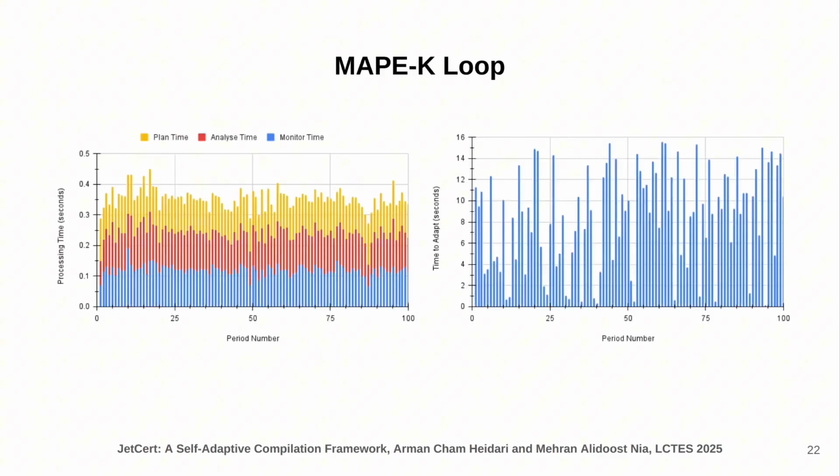These graphs show the time it takes to monitor the environment and decide on the best version for each module. The first chart is the process time of the MAPK control loop in 100 periods, and the second chart is the time to adapt in these 100 periods.